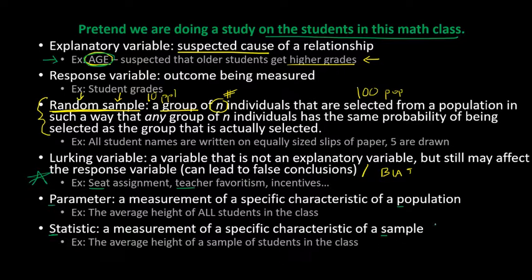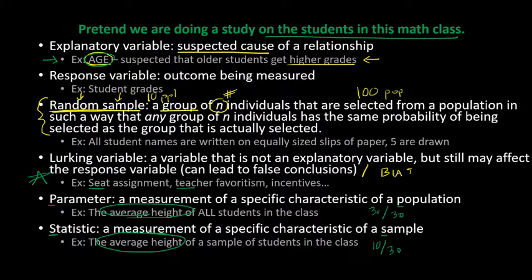So let's say we have a class of 30 students. If I had measured 10 of 30 students, this average height that I measured would be a statistic. If I measured all 30 students, then this average height that I came up with would be a parameter.